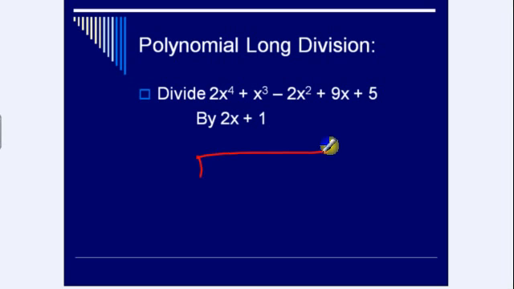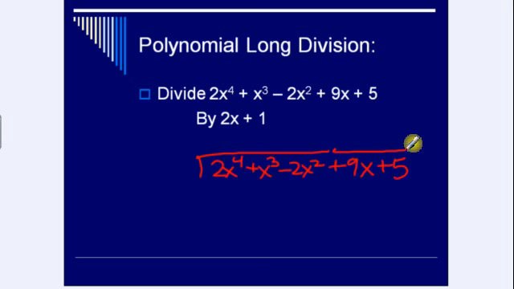I will put what I'm dividing into underneath the division bar. And if I skip over any terms, for example, if I didn't have an x term and I skipped from x squared just down to the 5, I would want to put a 0x in just as a place marker to help keep things lined up. Then what I'm dividing by goes on the outside here, 2x plus 1.